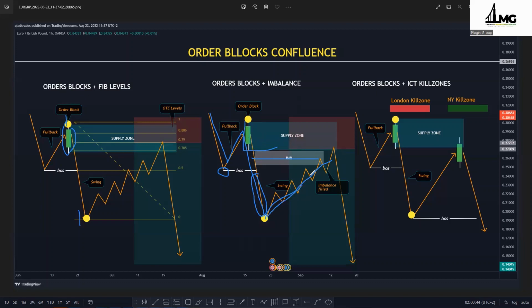I wait for price to come here, fill up the imbalance, tap into the order block, and then push to the downside. As simple as that. So that's my confluence. And then the next one that we have is order blocks and ICT Q zones.